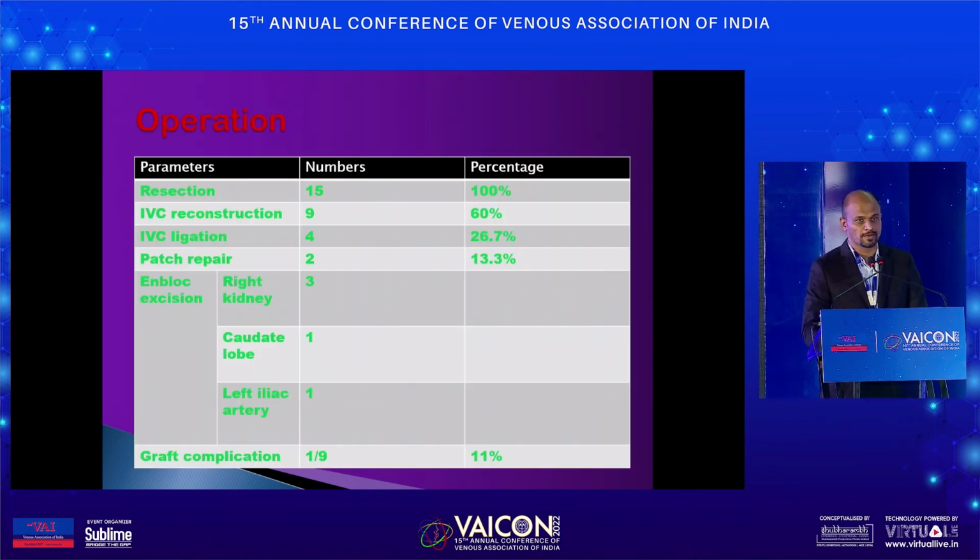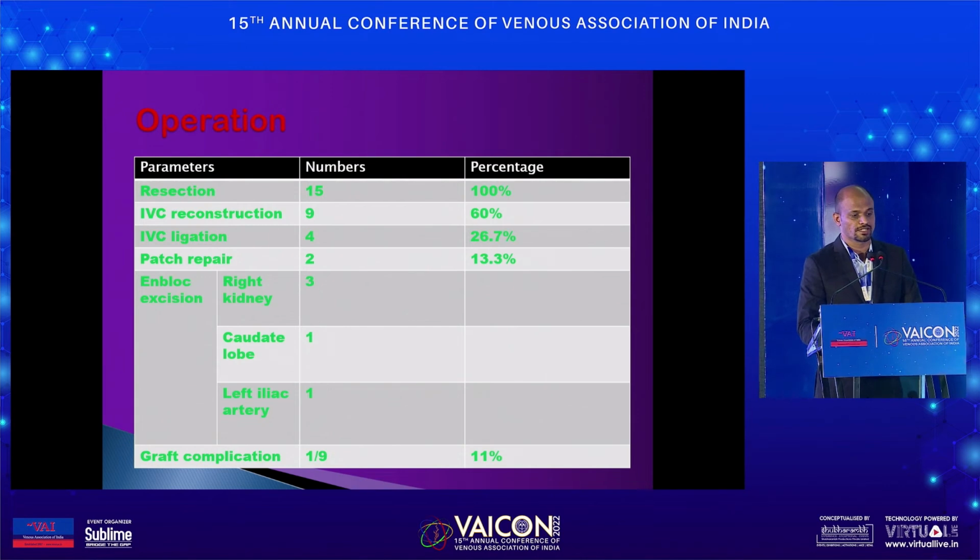The operative parameters: I said 9 cases had reconstruction. There were 4 cases where IVC was ligated. Patch repair was done in 2 cases. En bloc excision with adjacent organ was done in 5 cases. 3 had right nephrectomy, 1 caudate lobe was excised, 1 had a left iliac artery involvement which required excision and reconstruction. Graft complication: 1 out of 9 patients had graft complication, where there was a graft thrombosis with a duodenal fistula which required reoperation 3 months down the line.